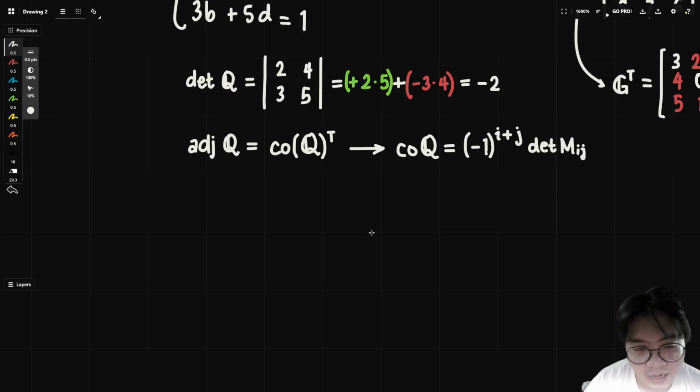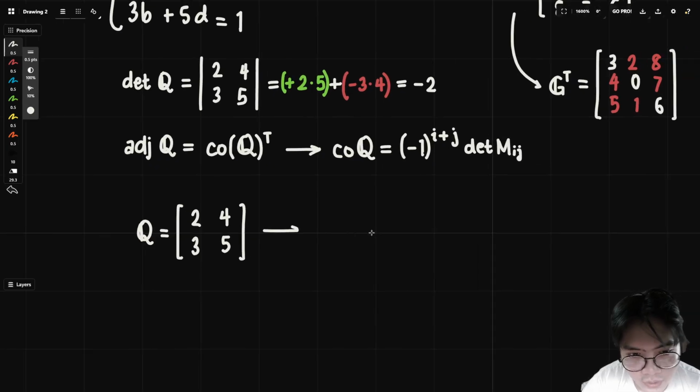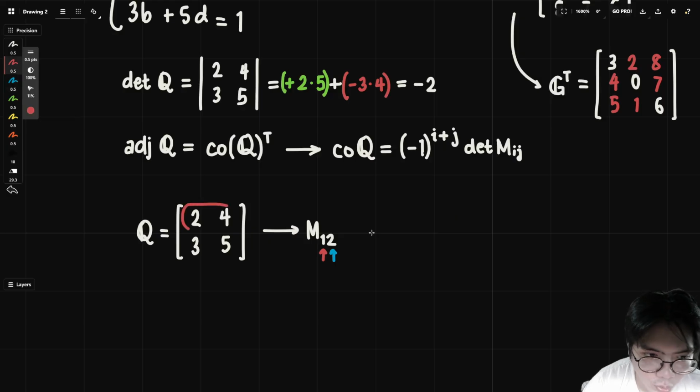Right? How do we get the minor of a certain matrix? In a certain matrix, what you can do is you can strip off rows and columns. Kapag tinanggalan mo siya ng rows and columns, what you will get is what we call a minor. Let's say, for example, we have Q being 2, 3, 4, 5. If you want to get the minor at 1, 2, you will now remove the first row and the second column. Remove the first row and then the second column. Ano matitira? It's 3, right?